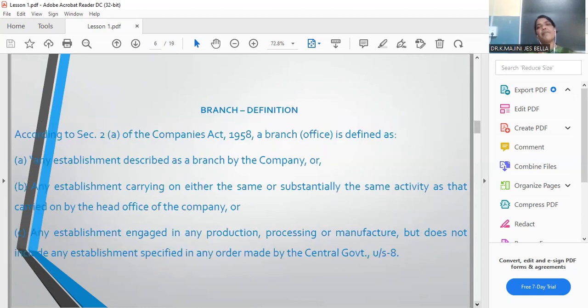Then we can see the definition of branches. What is the definition of branch? According to Section 2, subsection A of the Companies Act 1958, a branch office is defined as any establishment described as a branch by the company, or any establishment carrying on either the same or substantially the same activity as that carried on by the head office of the company, or any establishment engaged in any production, processing, or manufacture, but does not include any establishment specified in any order made by the central government under Section 8.